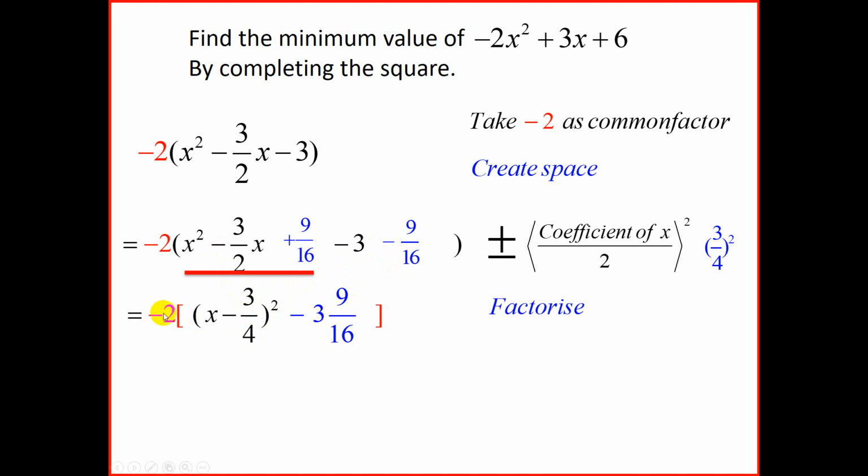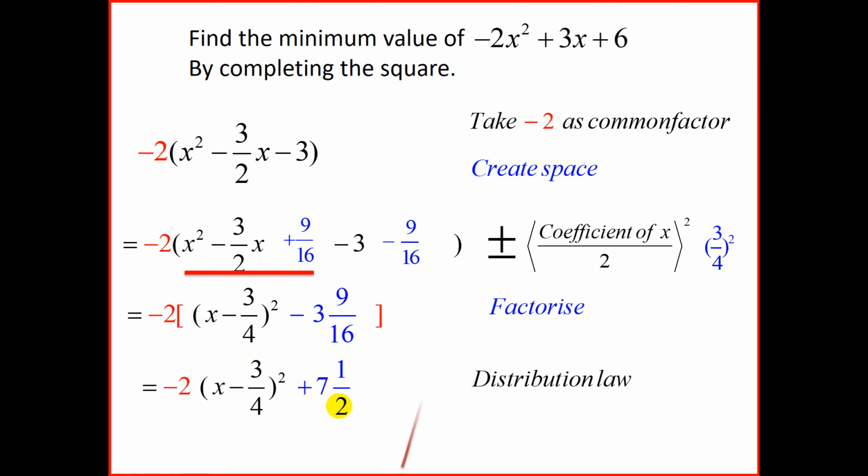Next, we're going to take this minus 2 and distribute it. We're going to multiply it into the first term, and we take the minus 2 and multiply it to the second term. So if we do that, we get minus 2 into x minus 3 over 4 all squared. Negative times negative is positive. 2 times 3 and 9 over 16 will give us 7.5.